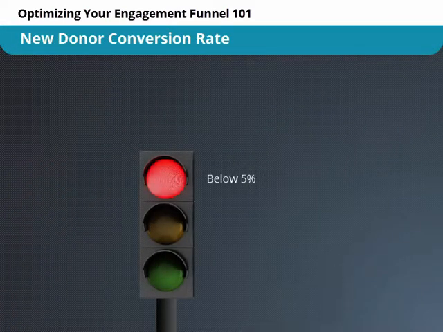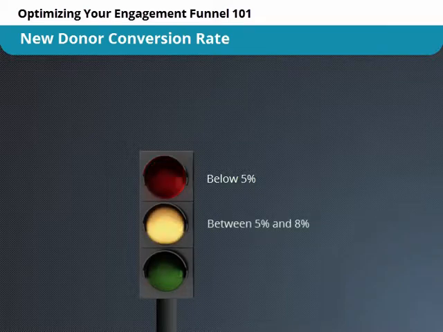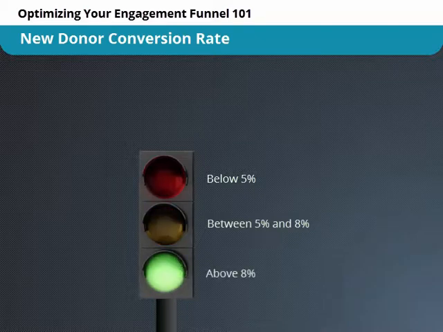If your new donor conversion rate is below 5%, meaning that fewer than 5 prospects in 100 who see your request actually give, then you have a red light. If your new donor conversion rate is between 5 and 8%, you have a yellow light, but if you can get your number above 8%, then you have earned a green light.